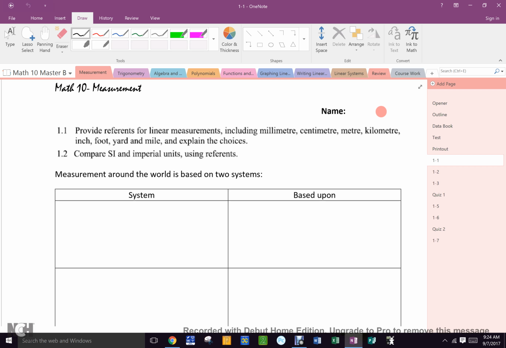So we'll start off. We got the two systems. There is the American system. Does anyone know what it's actually called? Yes, it is the Imperial System. And I'm not going to lie to you, it's used in the US, but it's also used in 2 other countries in the world. 2 out of the 192 countries in the United Nations.